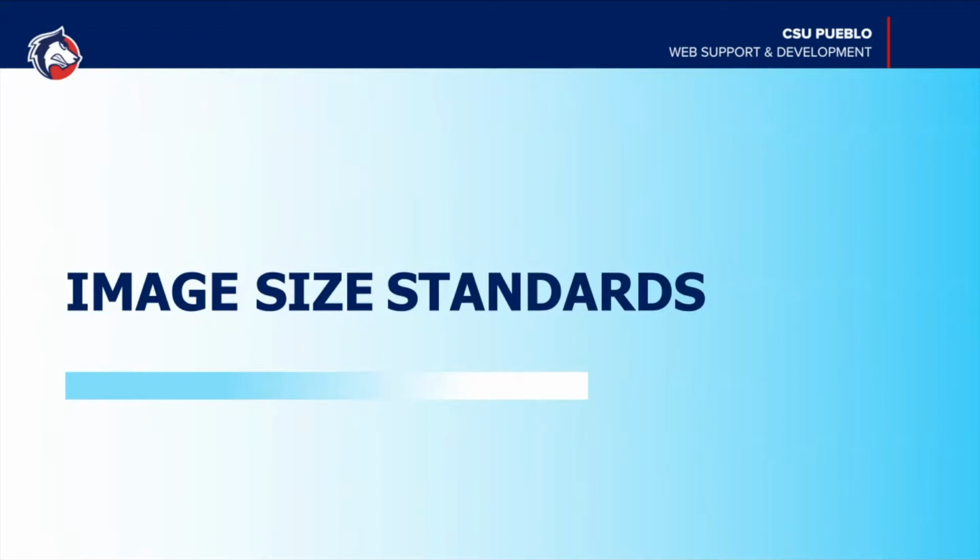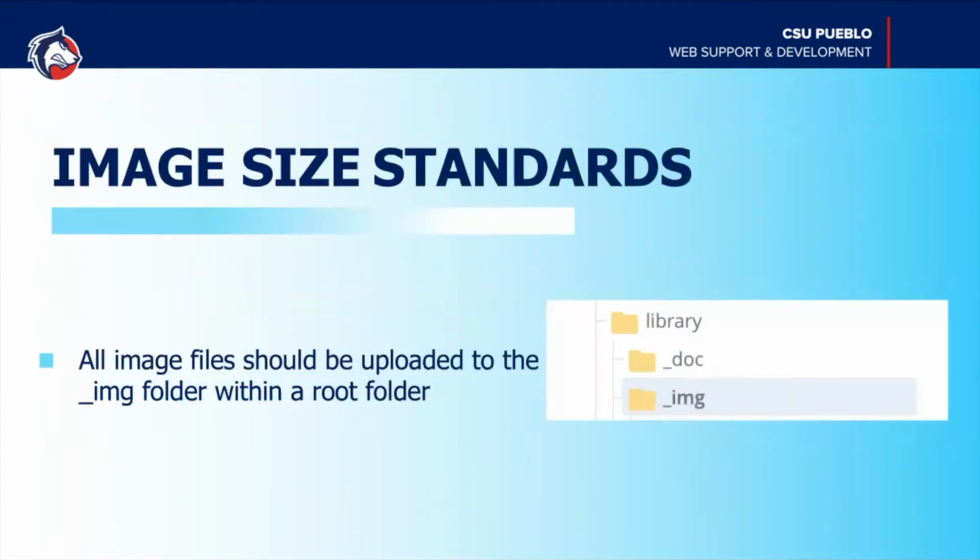If we recall from the other training videos, we have specific size standards that we need to abide by as well as naming conventions. All of the images should fall within the underscore image folder within a root folder of Cascade. If you have no idea what this means, I highly recommend you hit pause and watch the other videos from the Basic Editor Training Review.